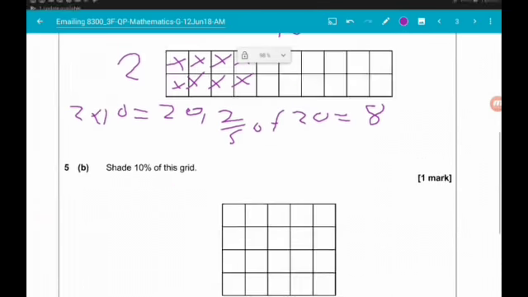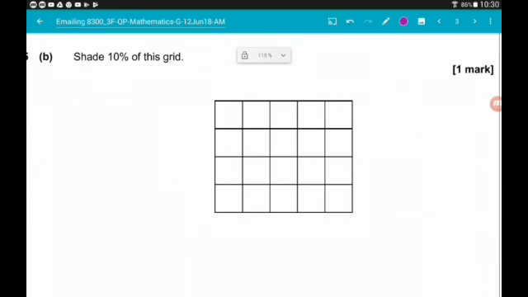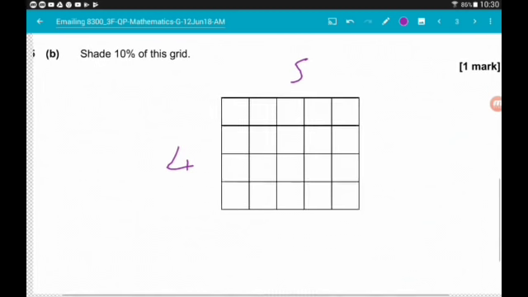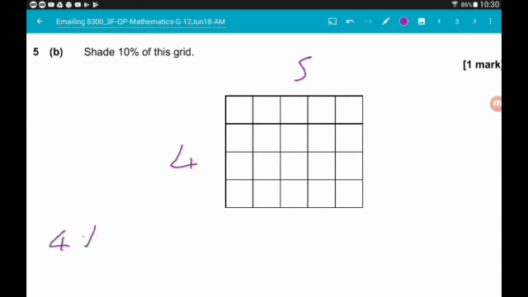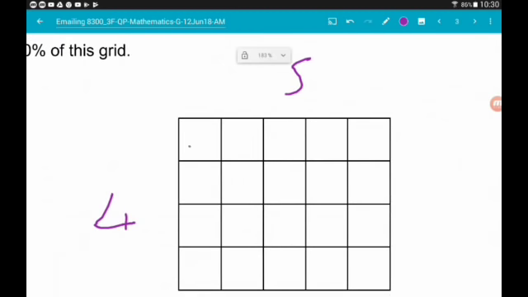Cool. Part B wants us to shade 10% of this grid. Again, we need to know how many squares there are in the grid. So we're 4 high and 5 wide. Again, 4 times 5 is 20. 10% of 20 is 2. So we want 2 squares. Cool.